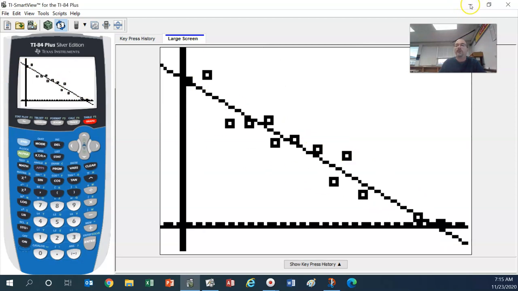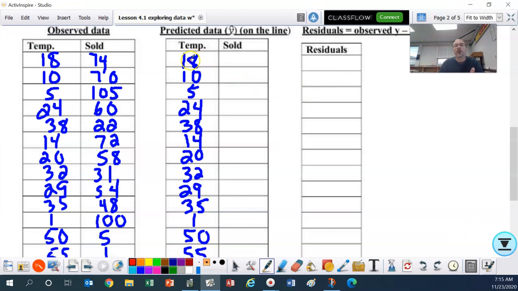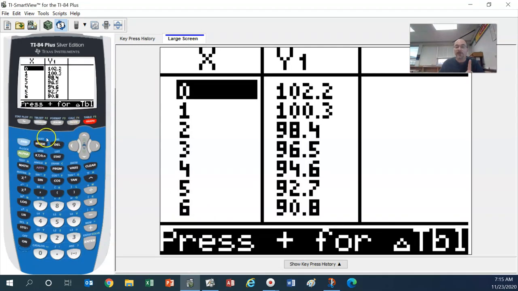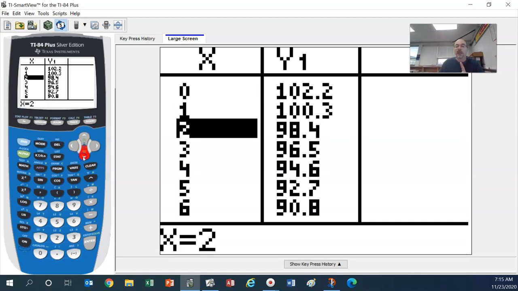So what I'm going to do, ladies and gentlemen, is go to my table in my calculator, and I'm going to go to the 18 to see what that is. To get to your table, remember, you go second y equals. Again, let me repeat that. To go to the table, you go second y equals. Jot these things down on your paper. All right, so now I'm going to go to 18.